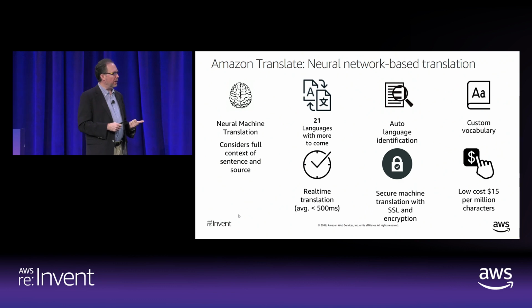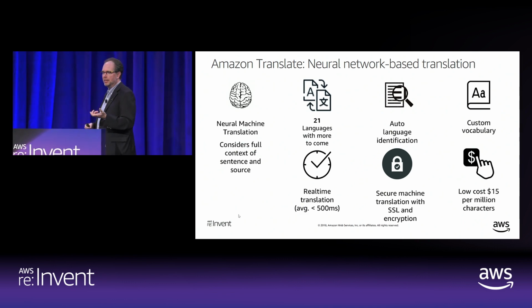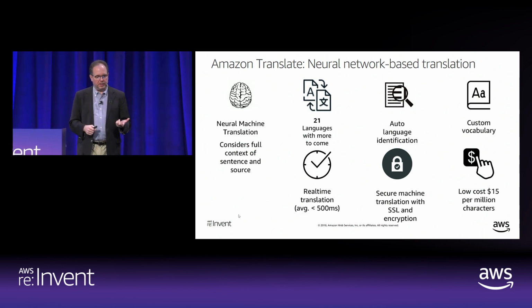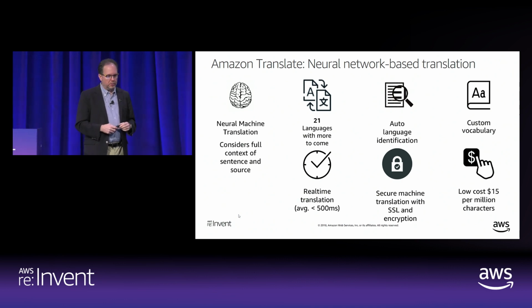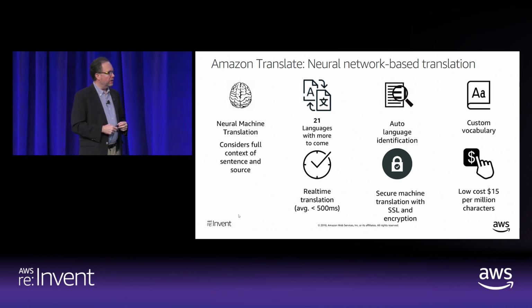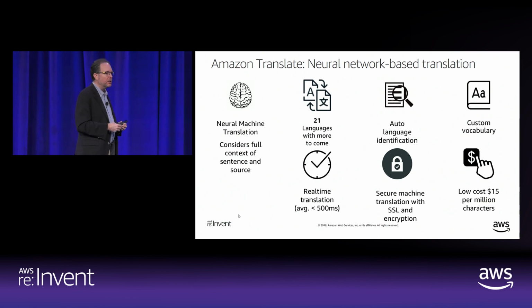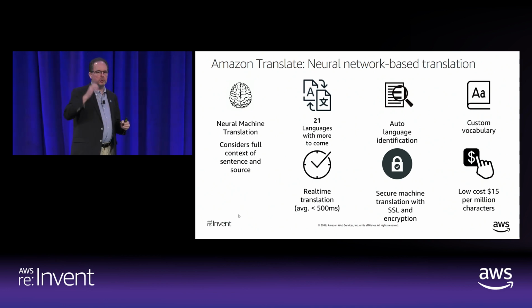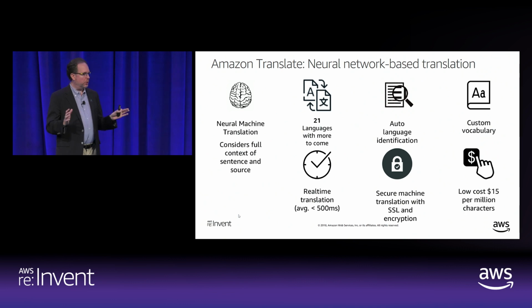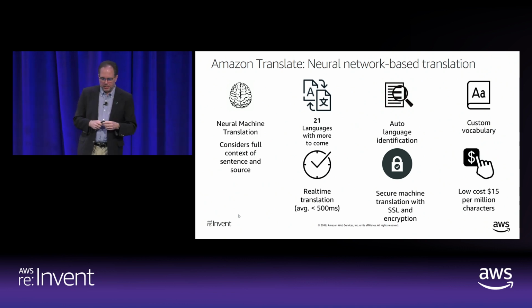Right now we support 21 languages with more to come. And we do this translation in real time, in an average of less than 500 milliseconds on an SDK call. It does auto language identification, so it understands exactly what languages we're doing. It can do it with SSL and encryption if that's your requirement. It also has custom vocabulary so that you can add in your own set of acronyms and jargon for the particular language, because they may be different in different languages.